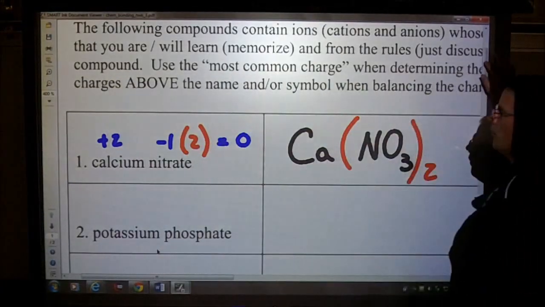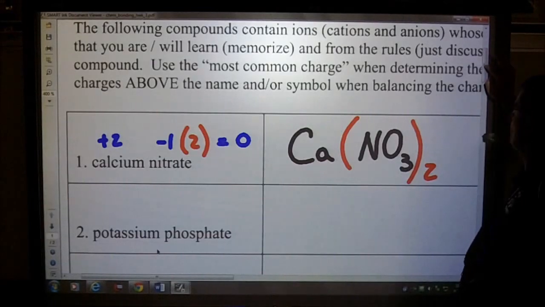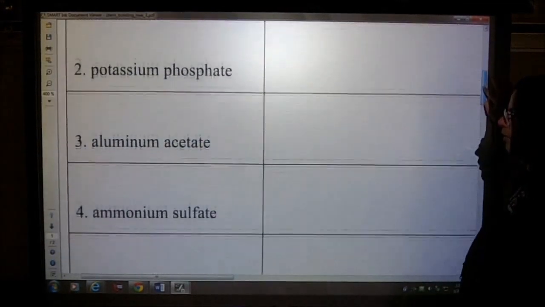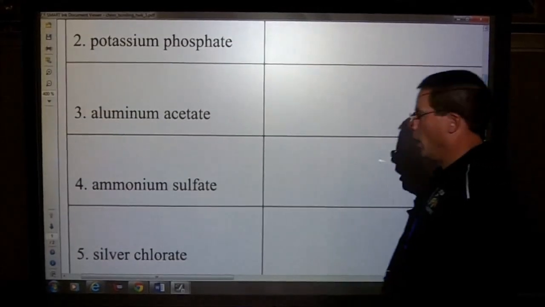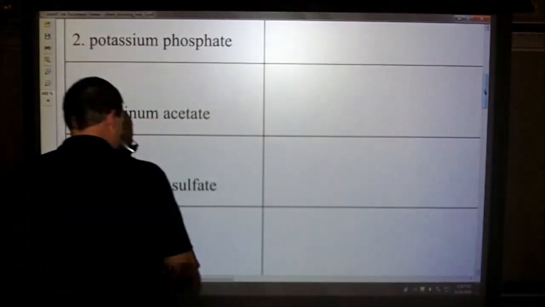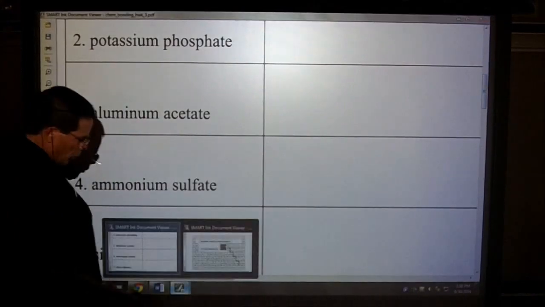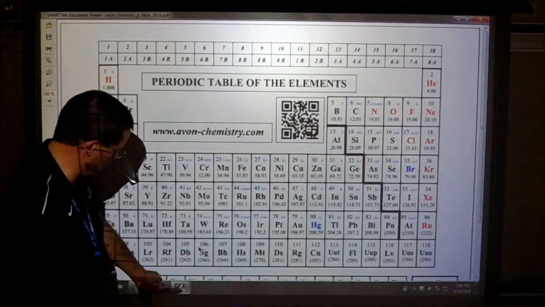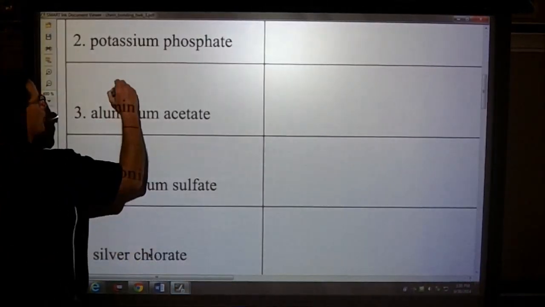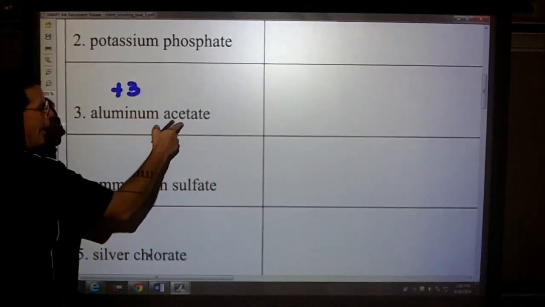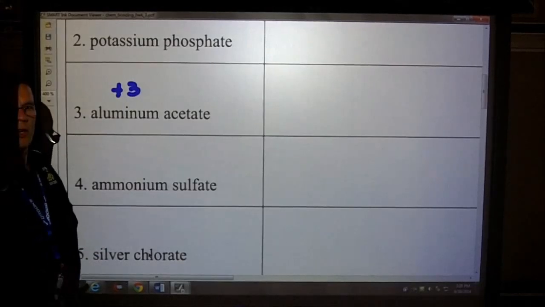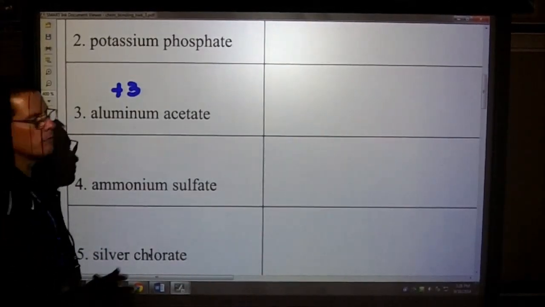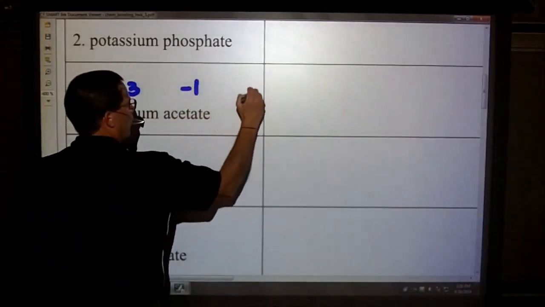So let's look at, oh shoot, I wasn't supposed to do number 1. All right, looks like I'm going to do the odds here. So let's look at number 3, aluminum acetate. Okay. Again, find aluminum. So aluminum is on your periodic table, has a +3 charge. Okay, so again, write the charge above. Acetate, it's 1 of your 10 that I want you to memorize. Pause the video, look it up if you're not sure. Acetate has a -1 charge.